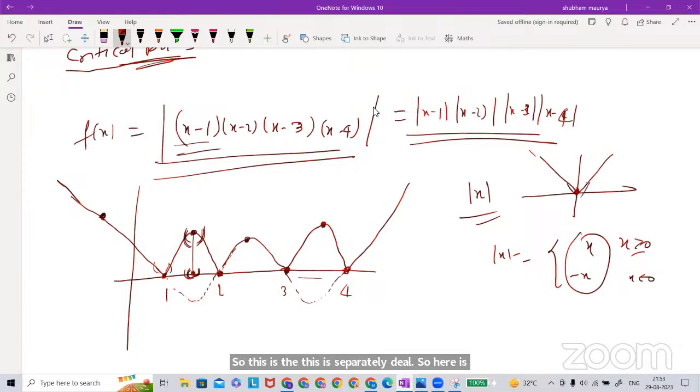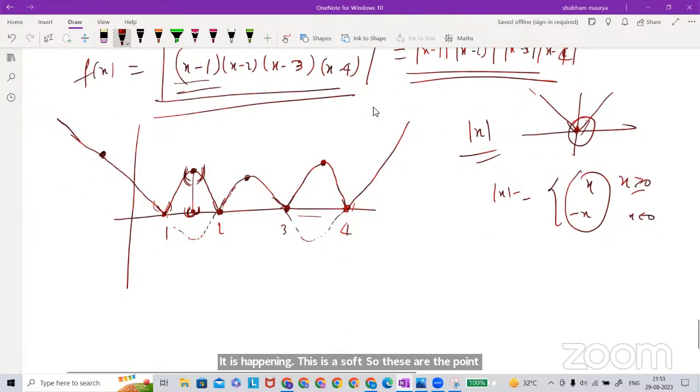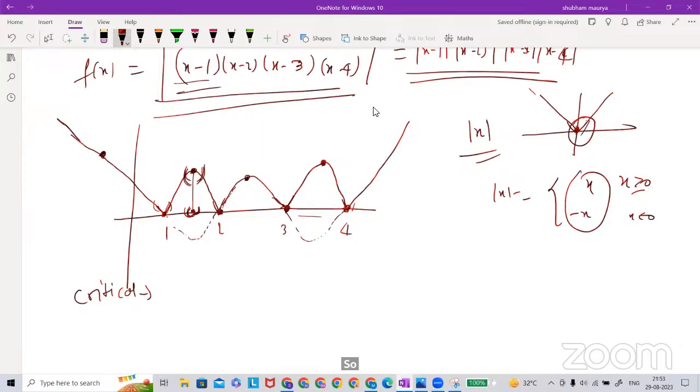So this is a sharp corner that is actually happening. So these are the points where the function is not differentiable. So critical points. Let me write now the critical points. Also let me check here: if you find the derivative value here, it will be 0.